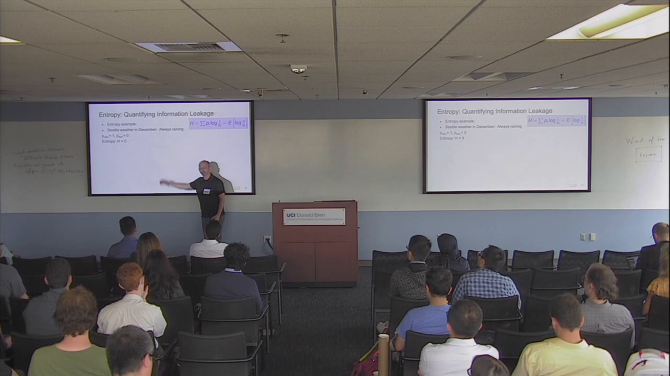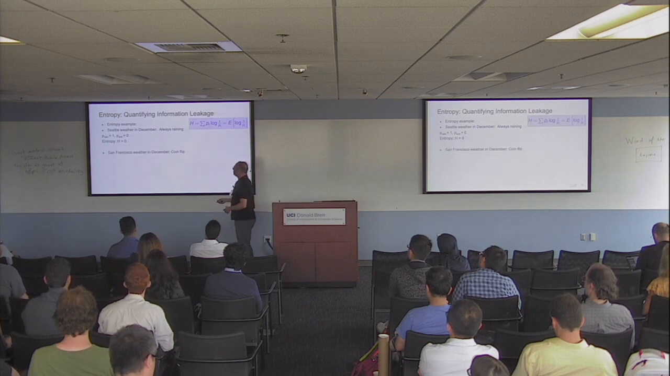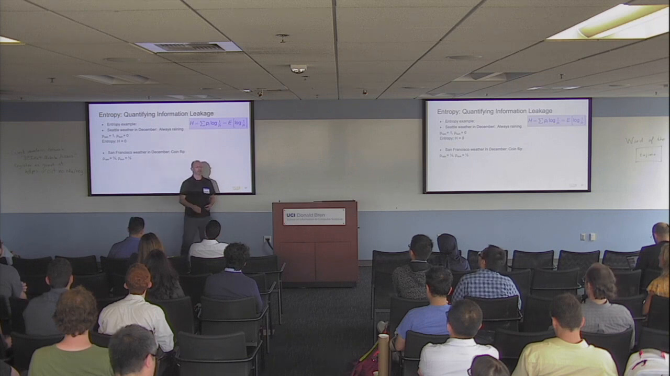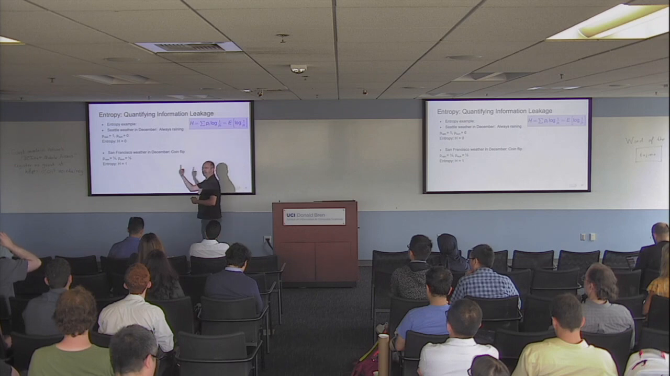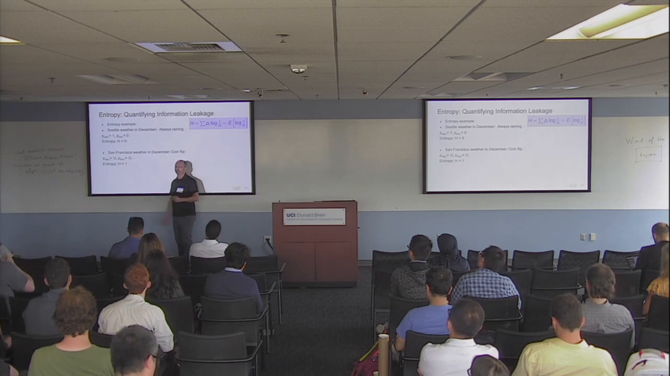So the entropy formula will tell you it's 0. Now, San Francisco weather in December, coin flip. Half of the time it rains, half of the time it doesn't rain. How much information do you gain when you look at the weather? One bit. It's a coin flip, so you get one bit of information.